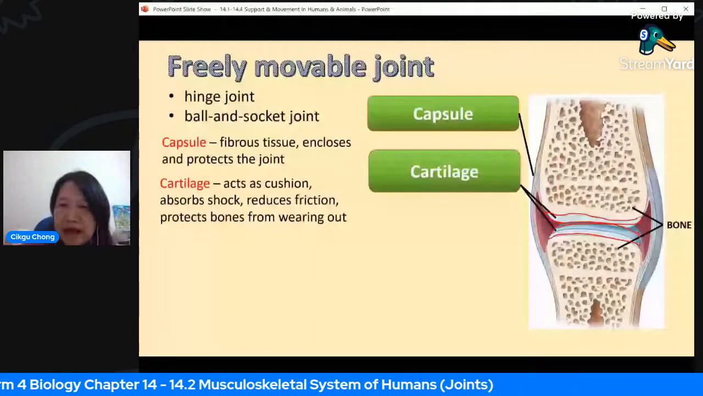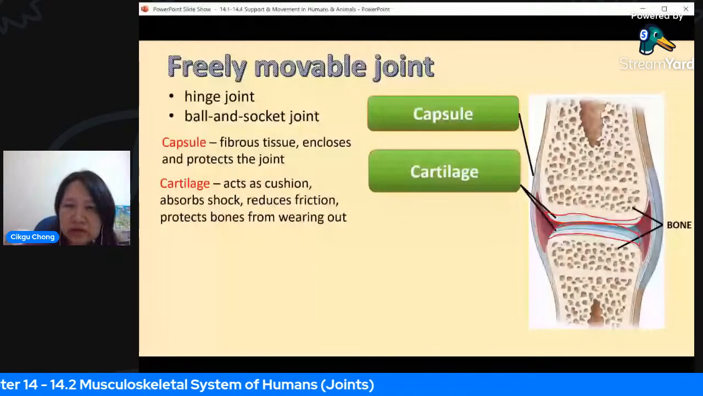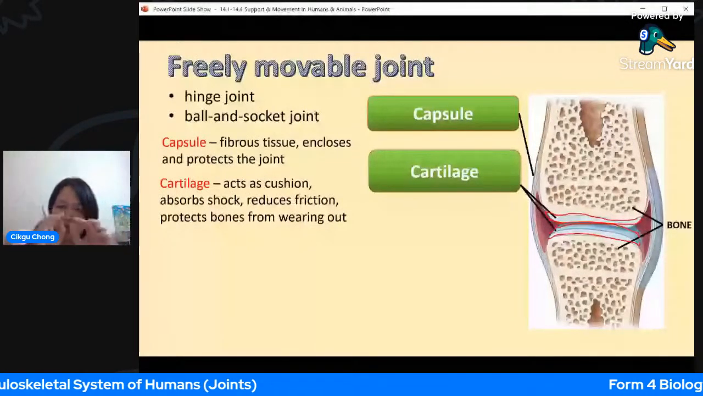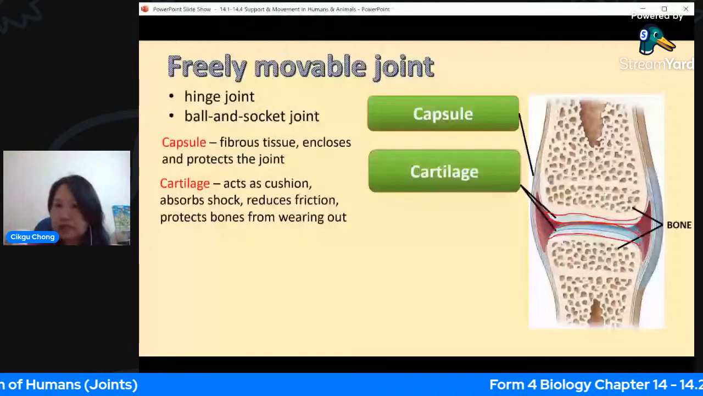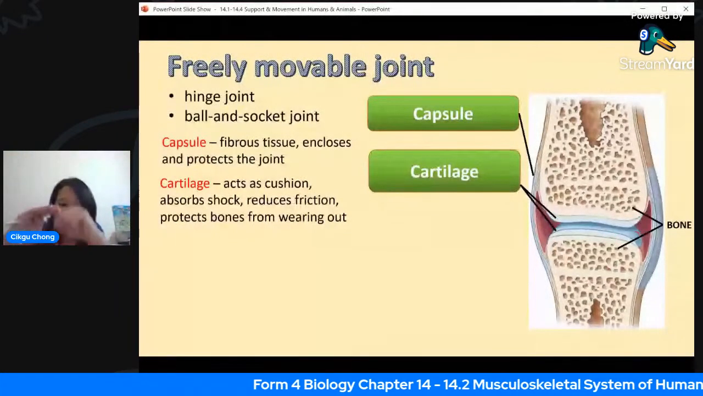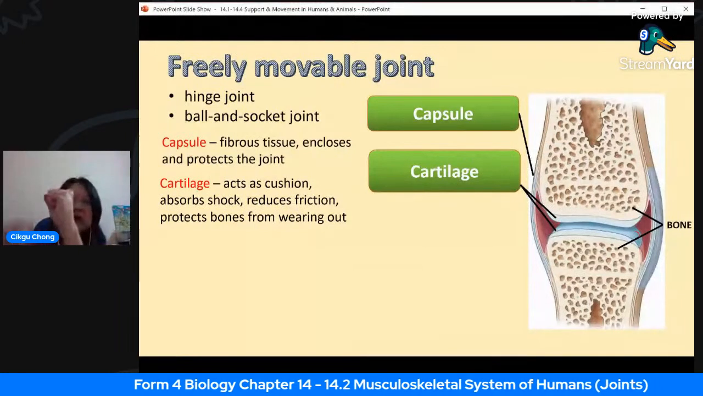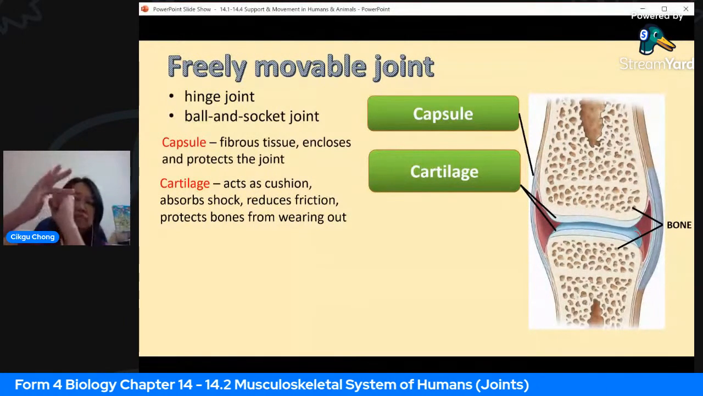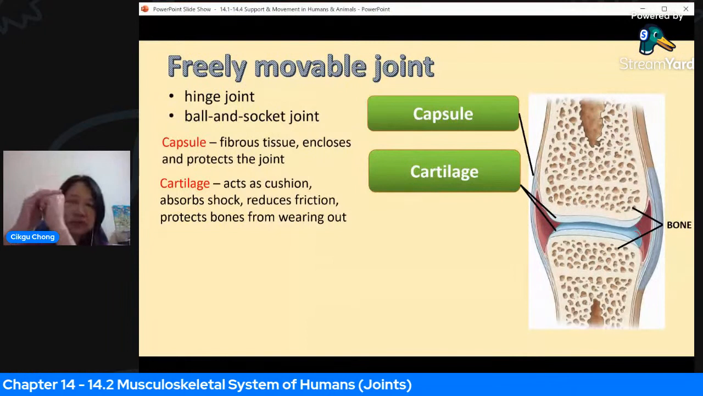So that's cartilage, and you must know how to label. When you label, you see that white part at the end of the bone. It's only at the end of the bone. It's not on the entire surface of the bone. Okay, this is the head of the bone. You only have it here. This piece here, that is the cartilage.